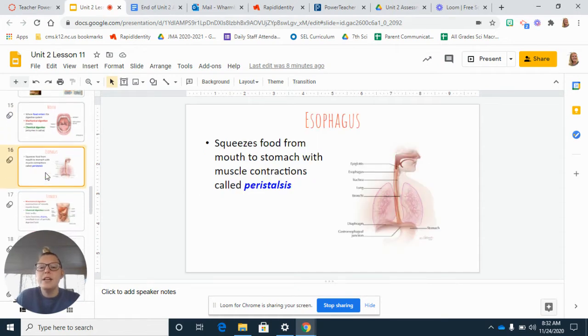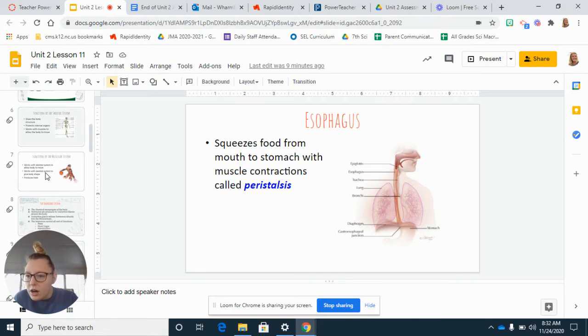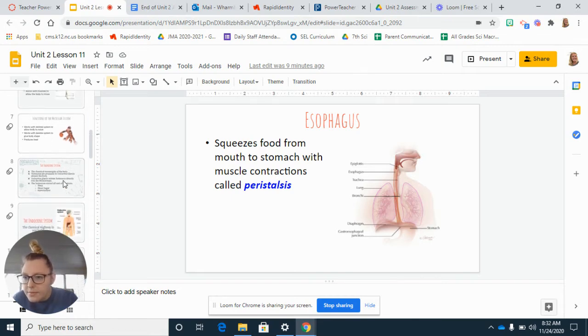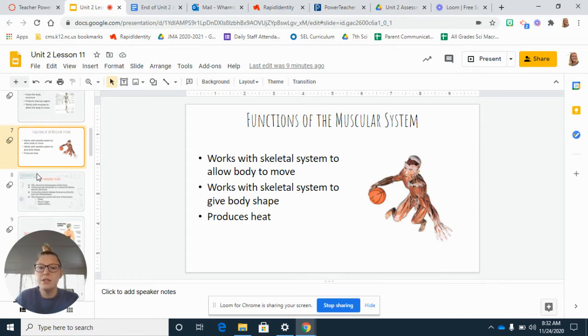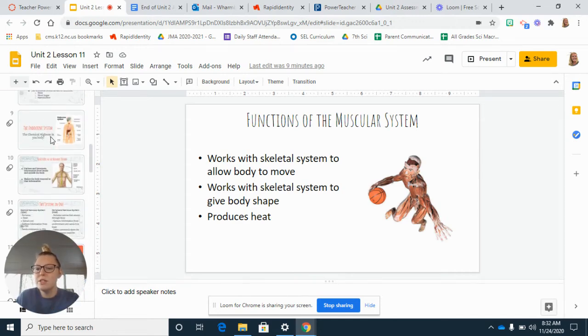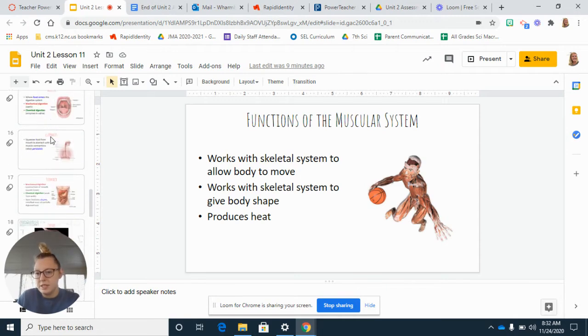Then we have our esophagus. It squeezes the food from the mouth to the stomach. If you remember, in our muscular system, sorry, I'm trying to find it for you guys. In our muscular system, we had a part of our muscle that was on the outside of the esophagus and through the digestive system, the smooth muscle tissue. So that's how those 2 systems are connected.